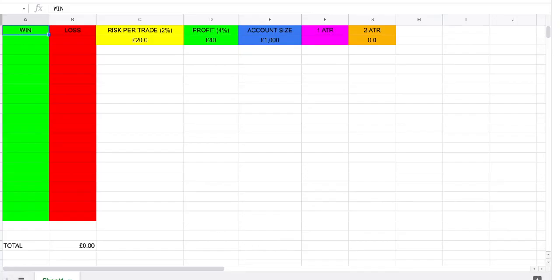We're also going to use an ATR indicator to determine our take profit targets and our stop losses. So one ATR is going to be for a stop loss and two ATR is going to be for a take profit. Okay, let's get into our charts.